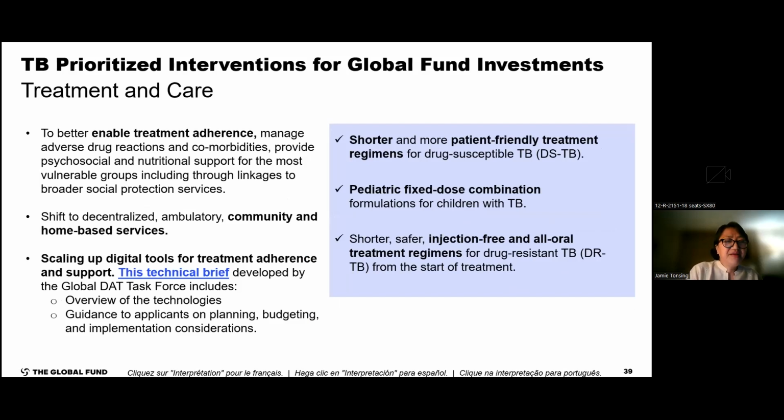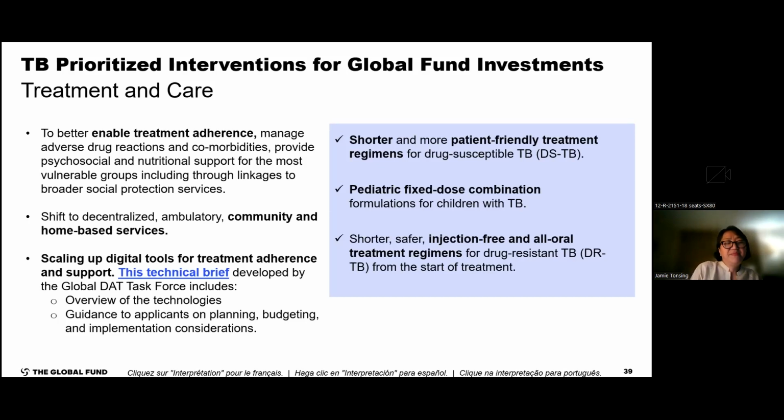This slide is on treatment and care. And I think what we're trying to get to here is how can we improve the treatment success rate? How can we enable treatment adherence? A key to that is managing adverse drug reactions. If they have other diseases, comorbidities, we also need to take care of that, and provide psychosocial and nutritional support, particularly for those people who need it the most. This could be directly through the grant, but it should also be through linkages to already existing government-funded social protection services, so TB patients are included as beneficiaries of those.